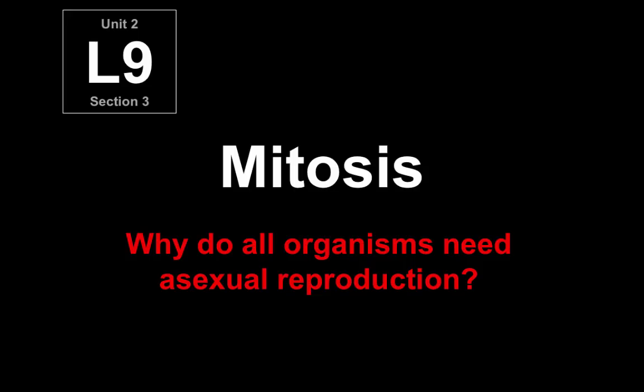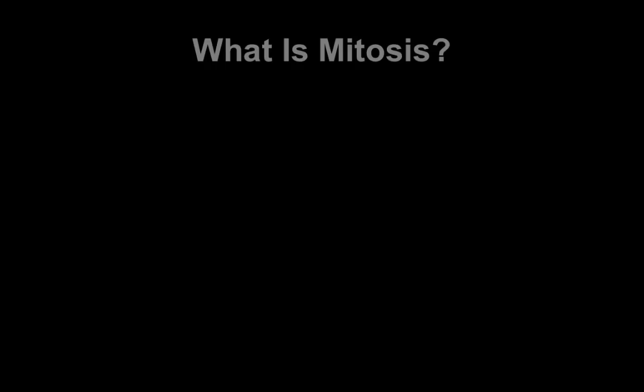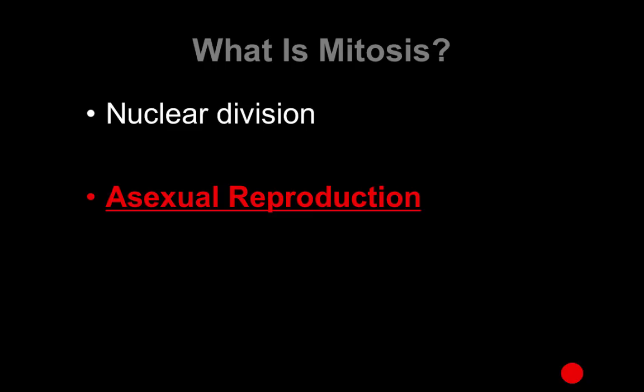In this video, we're going to look at mitosis and why organisms need asexual reproduction. As a review, remember the parts of the cell cycle, specifically DNA replication that happens in S phase. Keep in mind, all cells go through this cell cycle. So first off, what's mitosis? Well, as we talked about before, it's a process of nuclear division. In other words, the nucleus is divided and we're going to separate chromosomes. And it is involved in asexual reproduction.